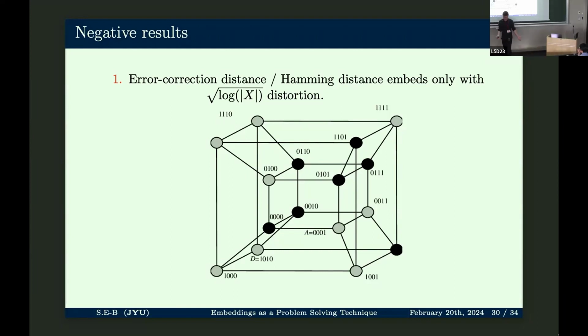This is a metric that arises in the study of error-correcting codes and naturally arises in functional analysis, etc. And one can show that the natural embedding is actually the one that minimizes distortion. You cannot do better than the square root of the logarithm of the size of your space. So here there are 2 to the n points, so this is square root of n distortion.